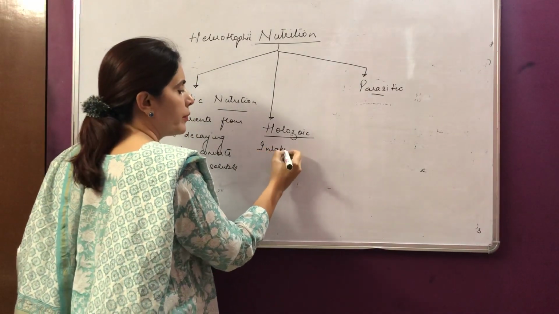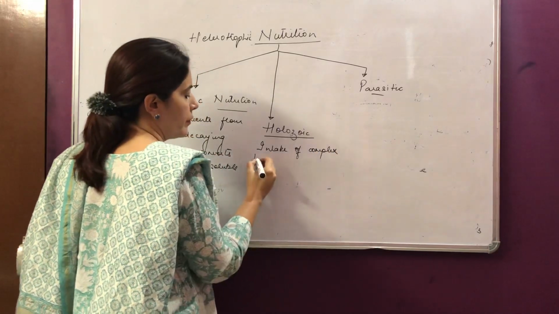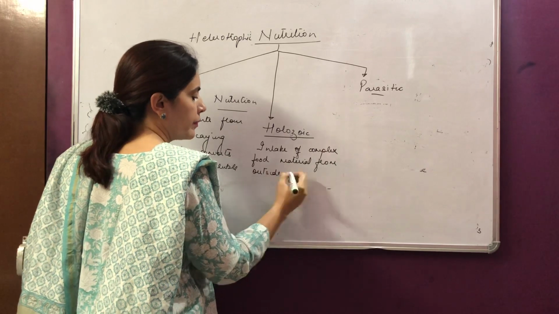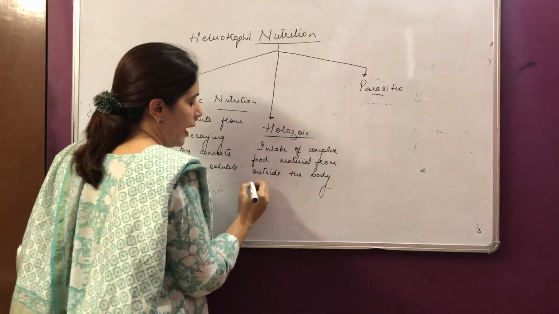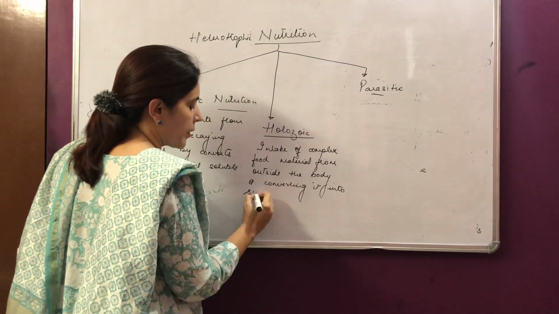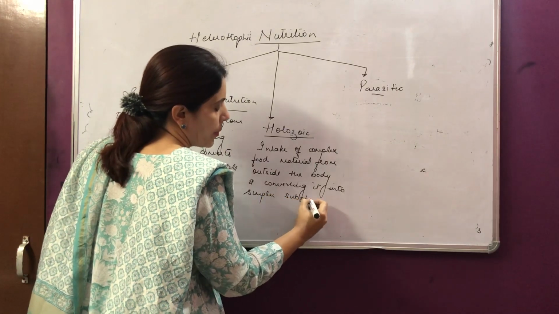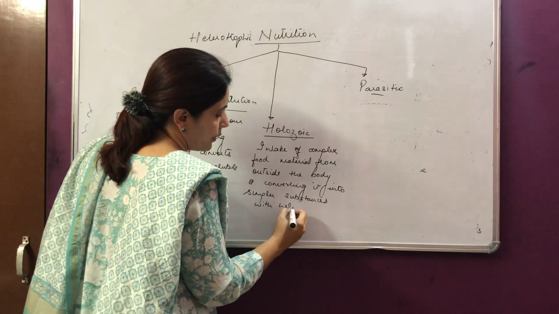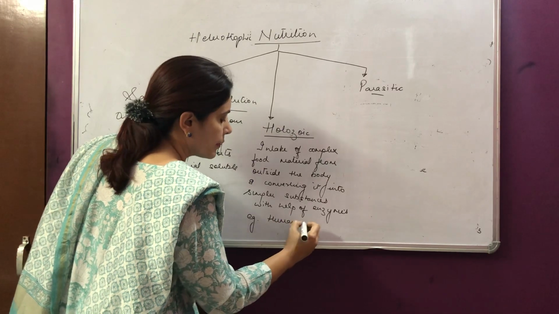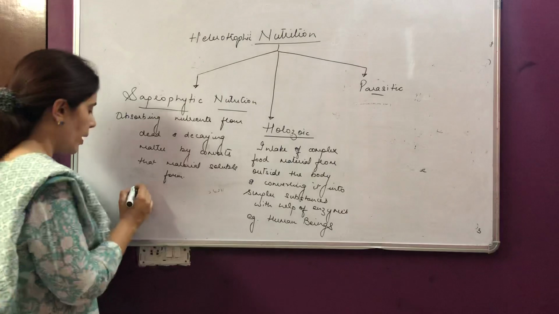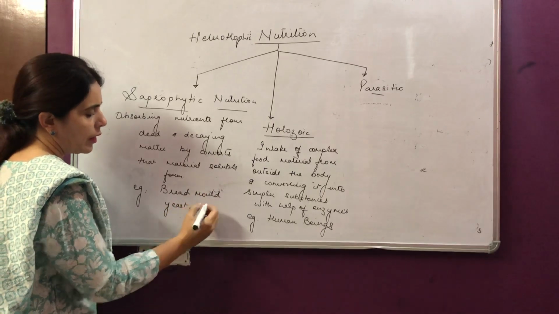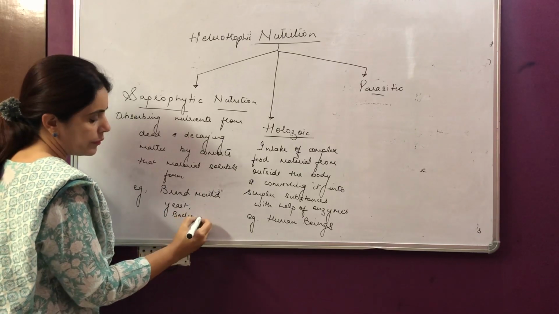That means intake of complex food material from outside the body and converting it into simpler substances with the help of enzymes. Right? And the example is what? Human beings. Okay. Here the example was bread mold, yeast. You can say all bacteria, some of the bacteria and fungi. Right?